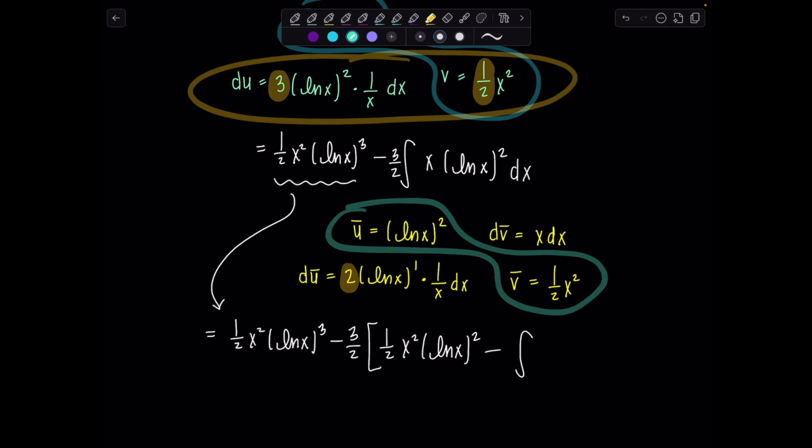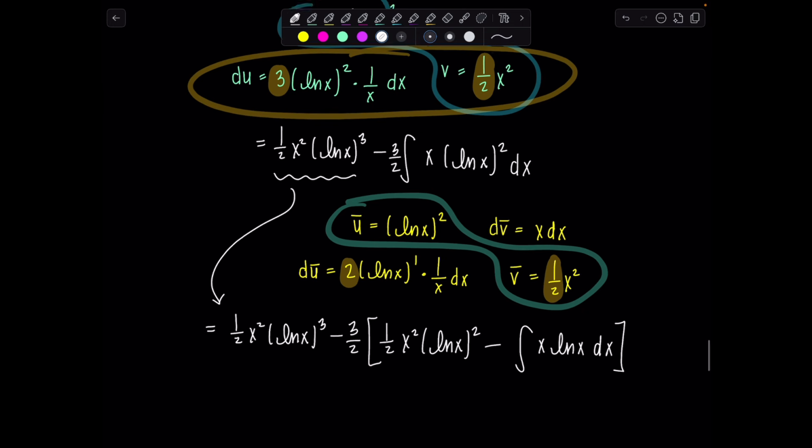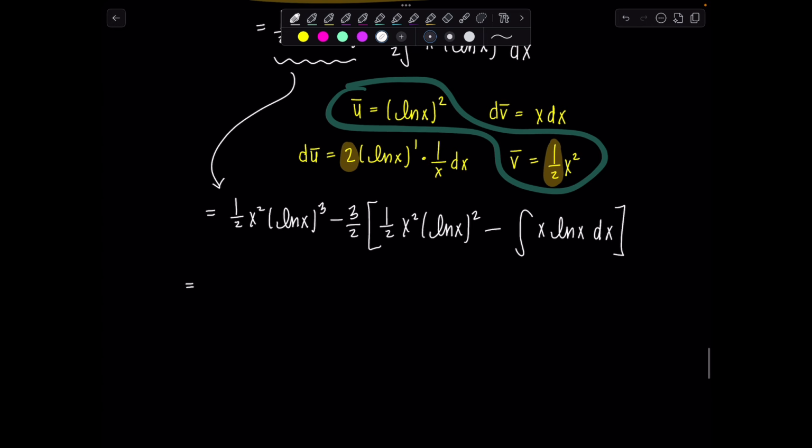Yes, because the 2 and the 1/2 cancel. Okay, so no constants. And then one of the x's cancels again. So I just have x natural log of x dx. How are we doing? Okay, good. I would say let's clean up and distribute the 3/2.